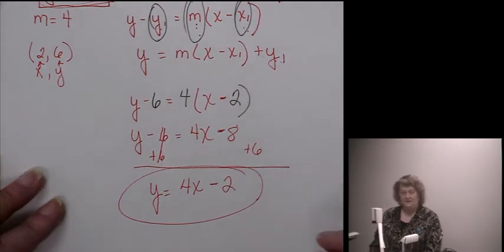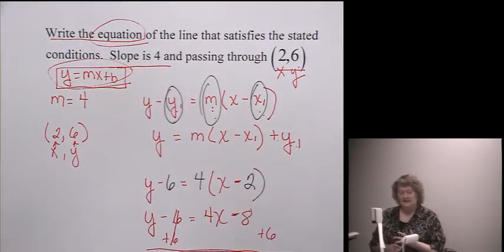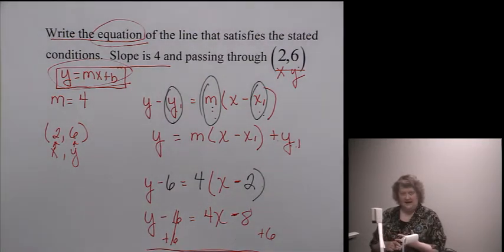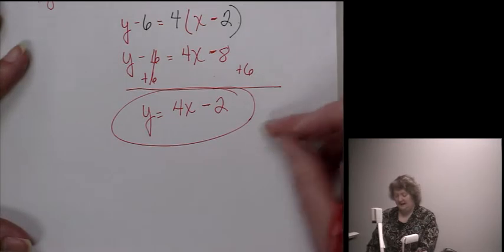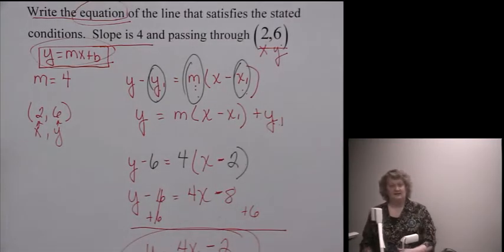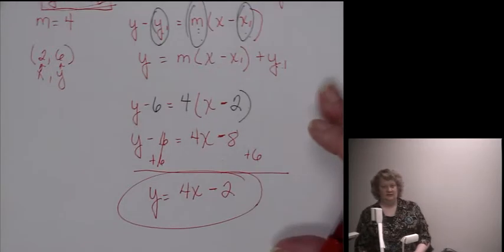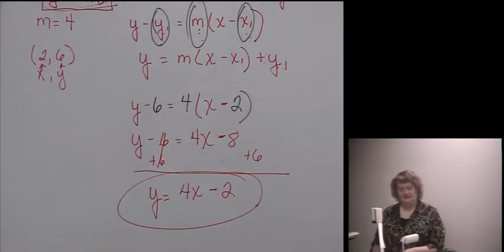How do I know I've got the right answer? Again, it said write the equation. It didn't ask me to find the slope. It didn't ask other things. It wants an equation. So what should my answer look like? My answer should look like an equation. And that's how you find an equation of a line that meets the stated conditions.